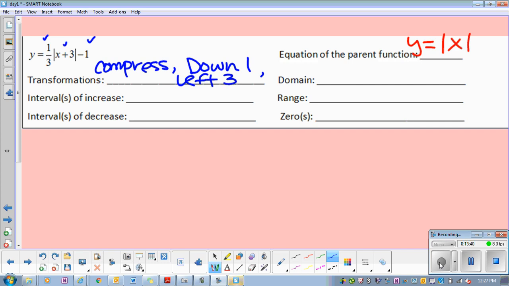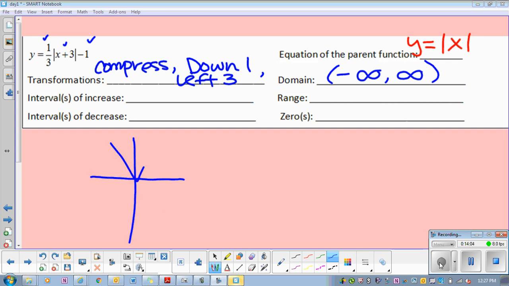Good. So, what is the domain? Think about what an absolute value function looks like. A sharp V, right? V for absolute value. So what is the domain? Good. Negative infinity to infinity. What is the range? 0 to infinity. Is it 0? Yeah. But you're going down from up.